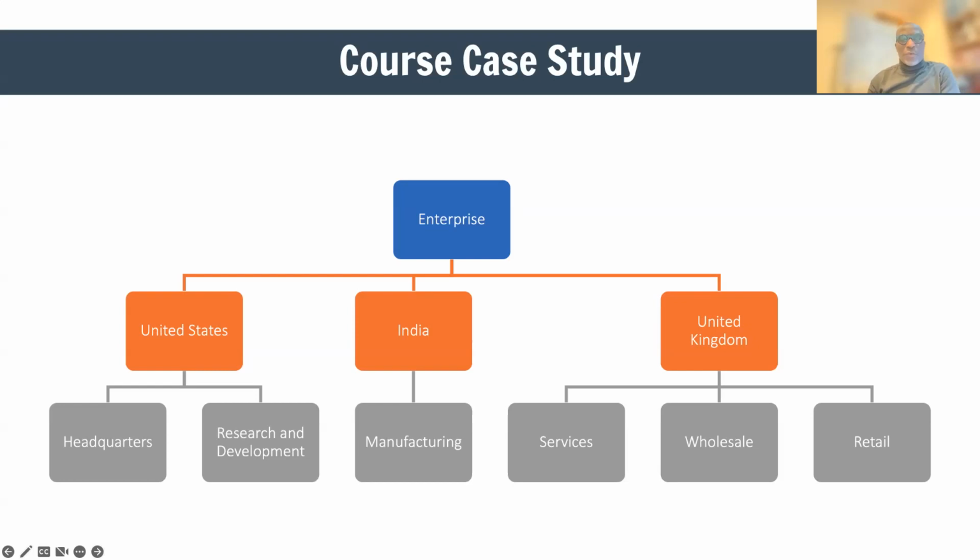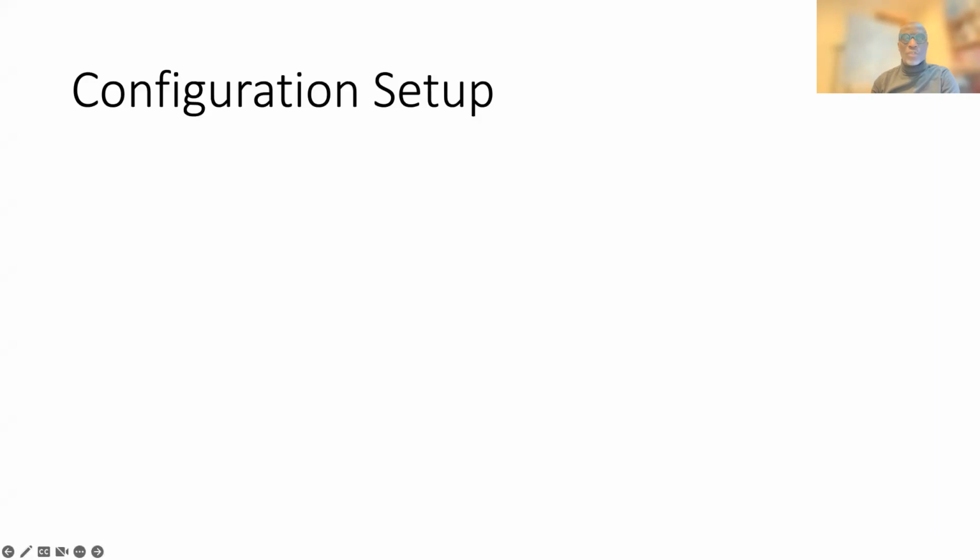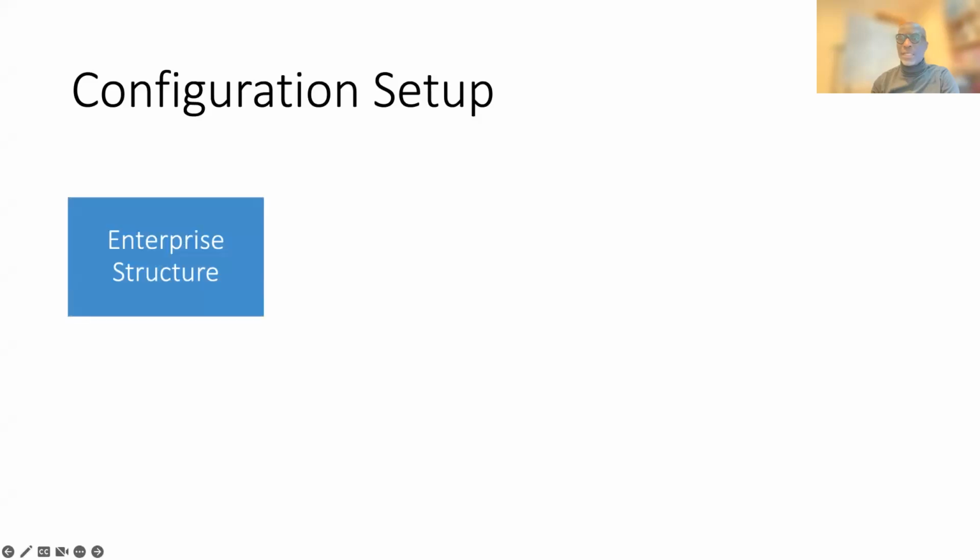Now, in order for us to do that, we need to have a look at the configuration setup. What exactly do we need to configure within the scope of what we are given to be able to do that? Within the configuration setup, there are a number of areas that we'll start to look at for the discovery workshop. Those will include, first of all, the enterprise setup, as I mentioned, and that will include the enterprise structure.